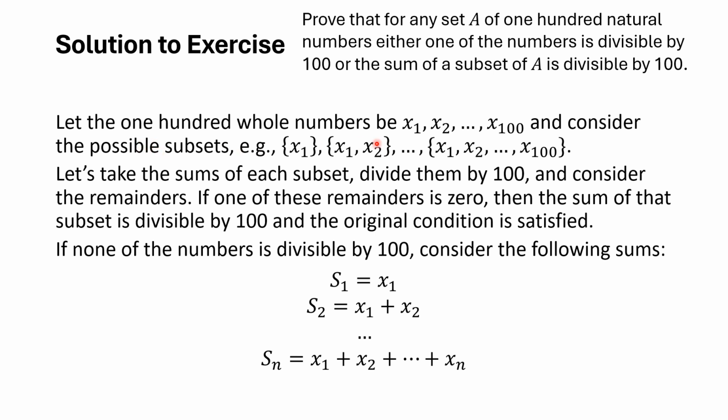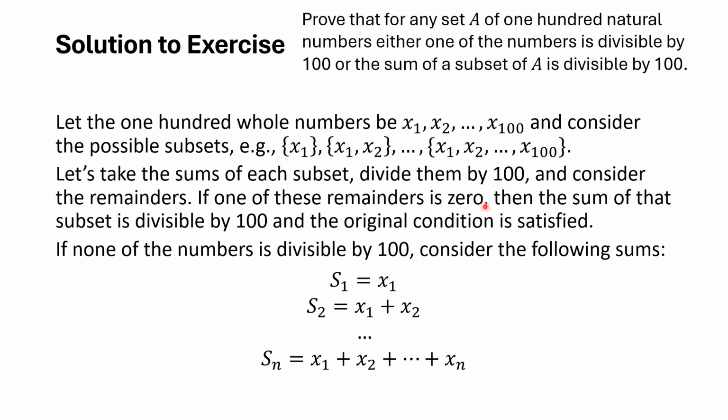So we just consider all the possible subsets. That's known as the power set. I've just written a few down here. You can have all the subsets with just one single element, then all the possible ones with 2, and so forth. So think about those. And what we basically want to prove, I've restated here in this second paragraph. Let's take the sum of each subset, divide them by 100. So in other words, we look at all these possibilities. It's actually 2 to the 100 subsets, so a huge number of sets, but we divide each one by 100 and consider the remainders.